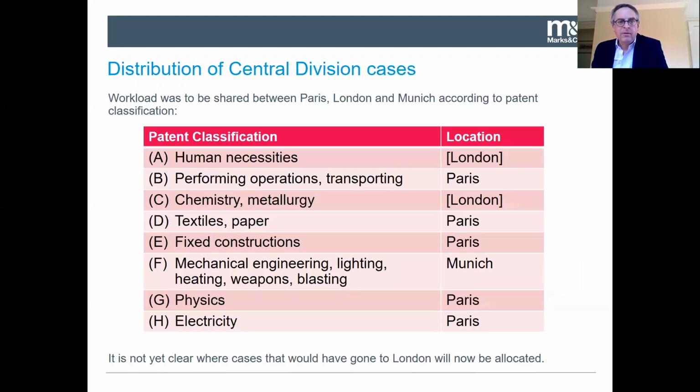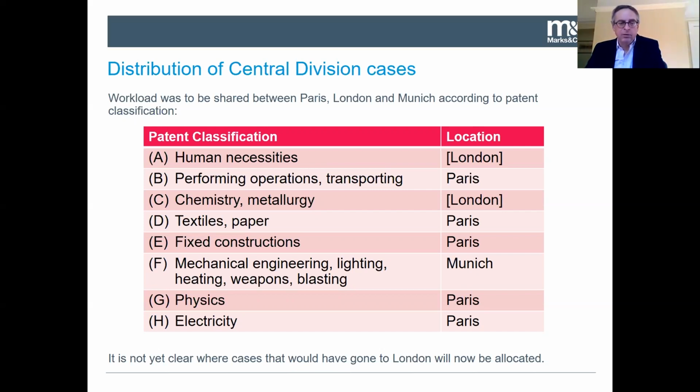Two more slides. First, this is the split of cases in the central division. It was done by patent classification, and therefore if you're planning to revoke a patent, you will be able to see very easily which branch of the central division would hear this revocation action. Now, A and C, which are very, very important because they cover a very wide range of technologies, such as medical devices, pharmaceuticals, biotechnology, those cases would have gone to London.